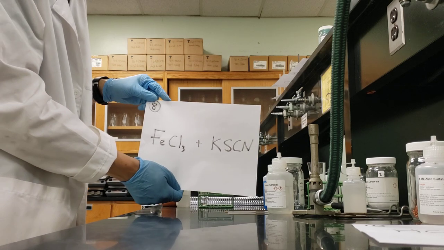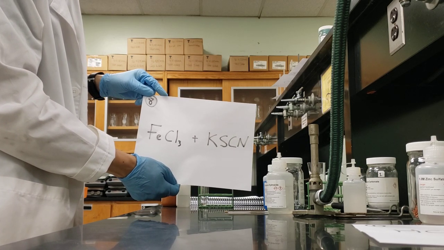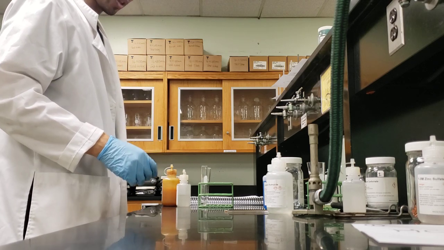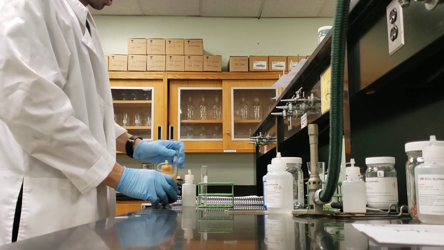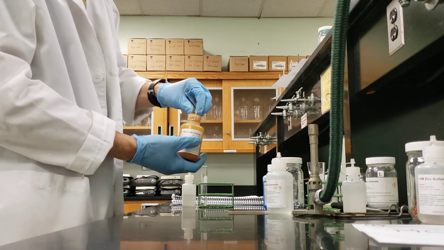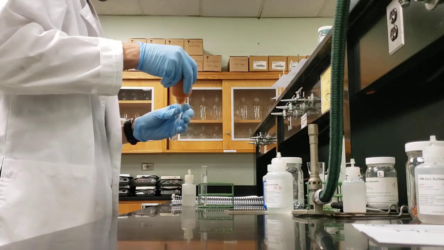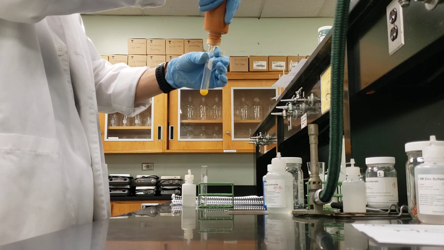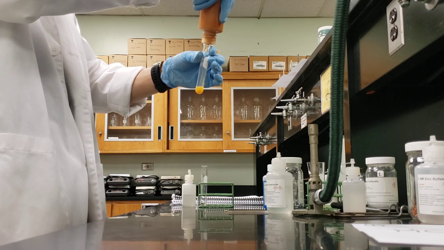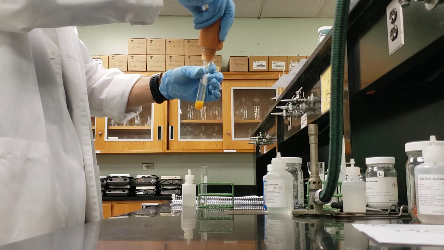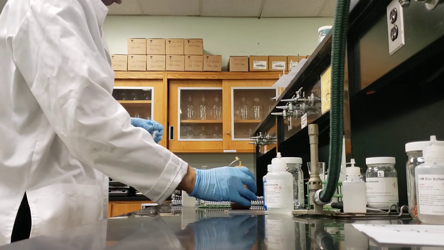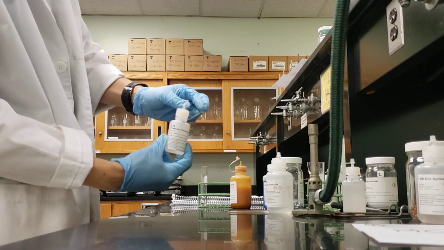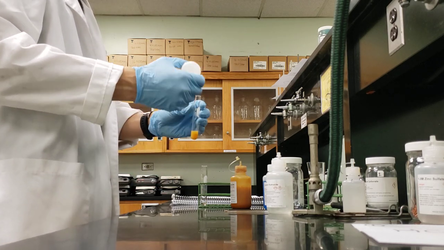Experiment number 8, iron(III) chloride reacting with potassium thiocyanate. So here we have our iron(III) chloride. I'm going to add 2 mL. Going to add some potassium thiocyanate. It says here to add 2 mL.